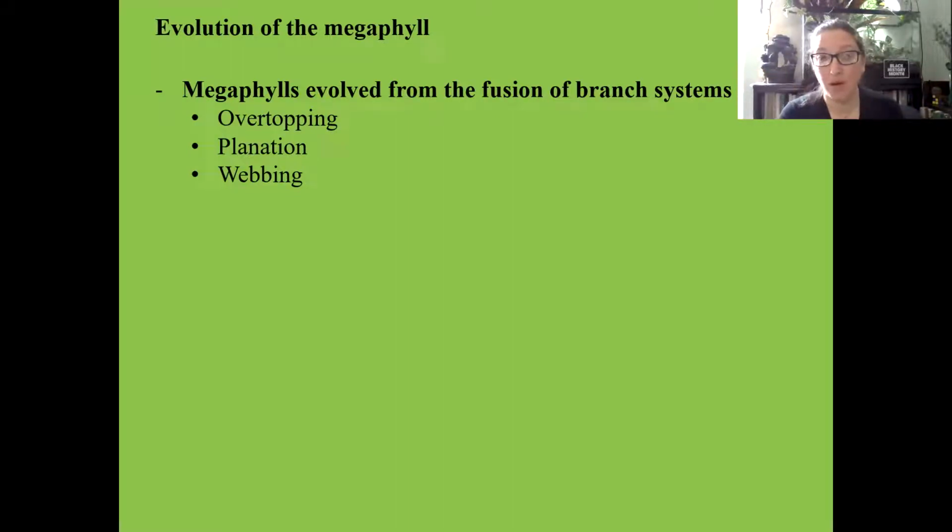Megaphylls came about via the fusion of branching systems. So a microphyll came about via vasculature moving into an enation. Megaphylls came about via a fusion of branching systems. And that fusion involved 3 steps: overtopping, planation, and webbing. And I'll show you what those 3 things mean.